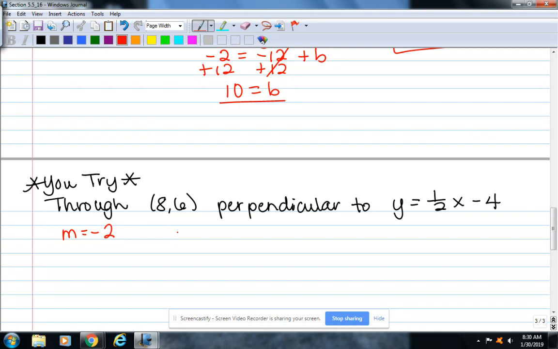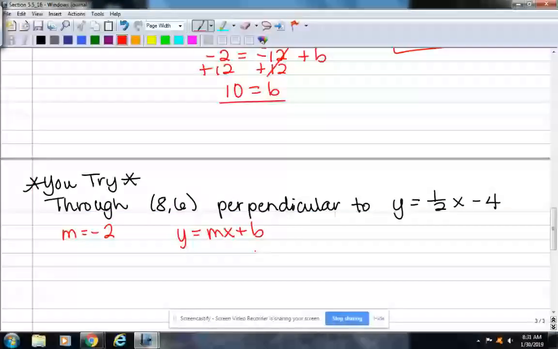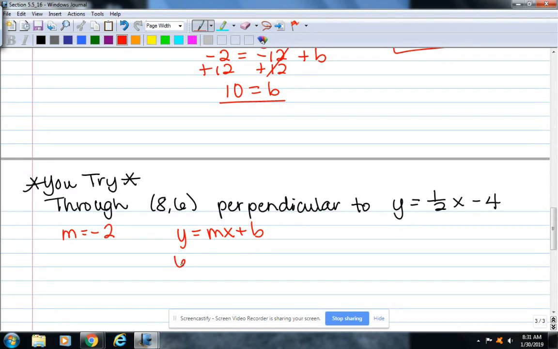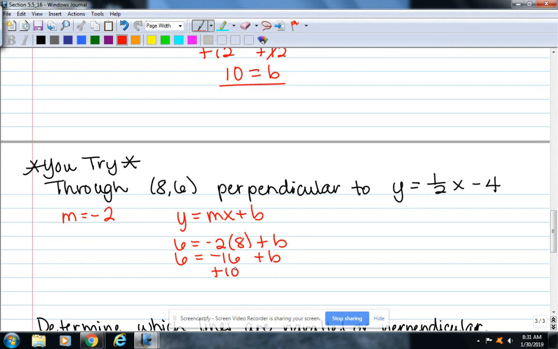All right, so I'm going to use y equals mx plus b. What goes in for y? What goes in for m? What goes in for x? What's -2 times 8? -16 plus b is, how do I solve that for b now? Oh, -16. What's 6 plus 16? I'm graphing that one. That's a tall y-intercept. So what's my equation?